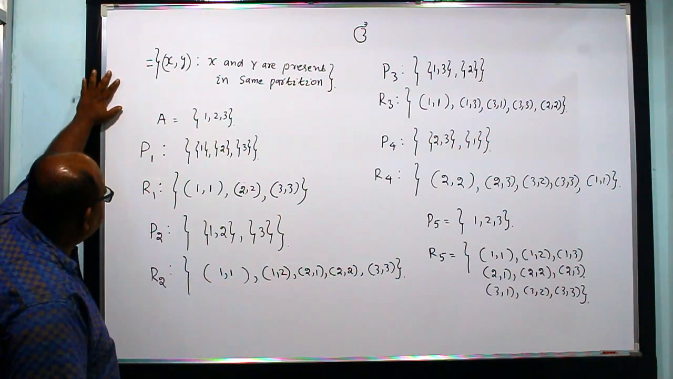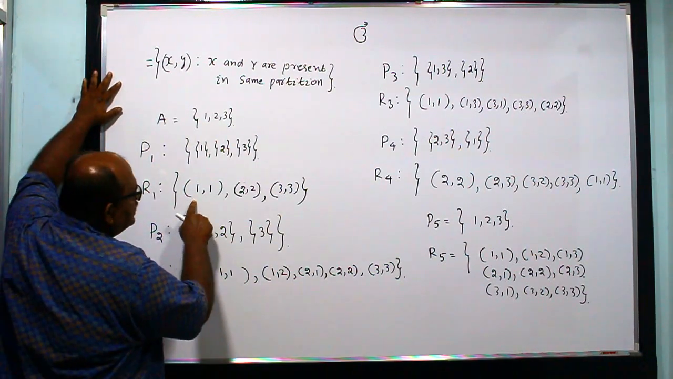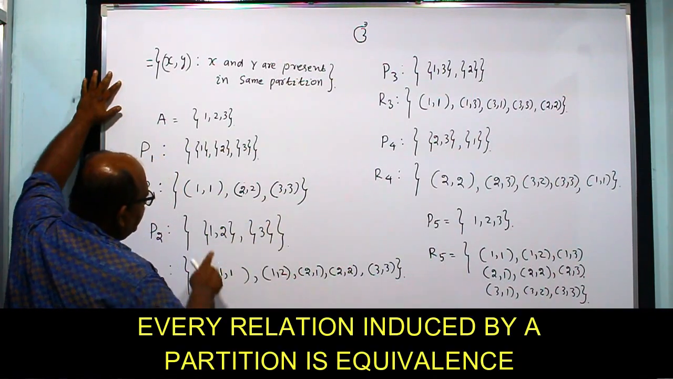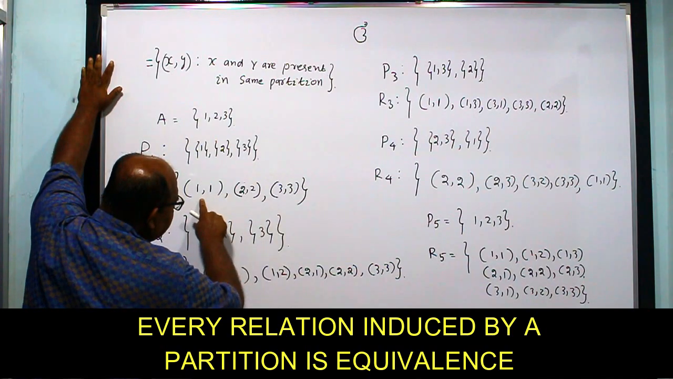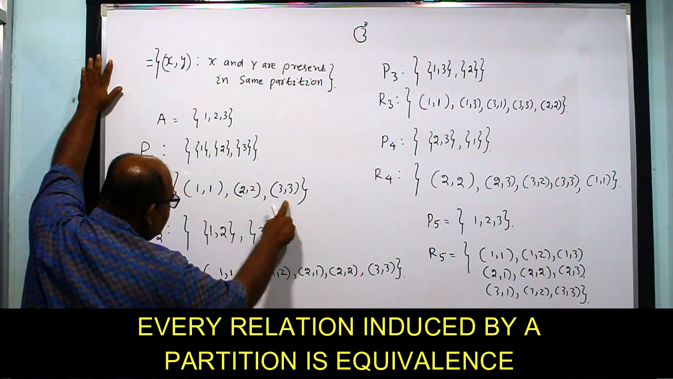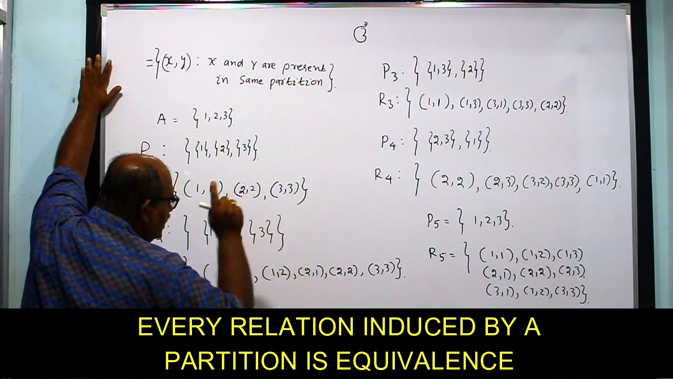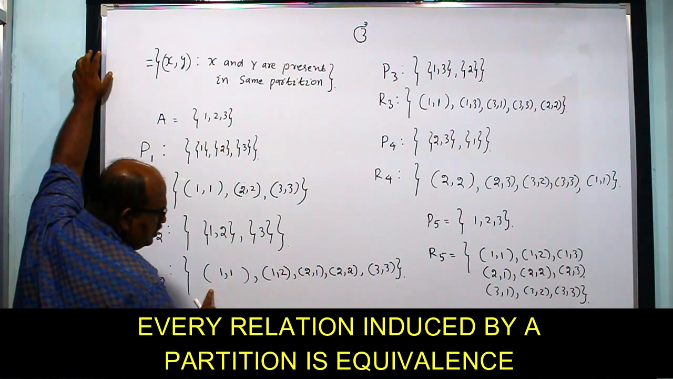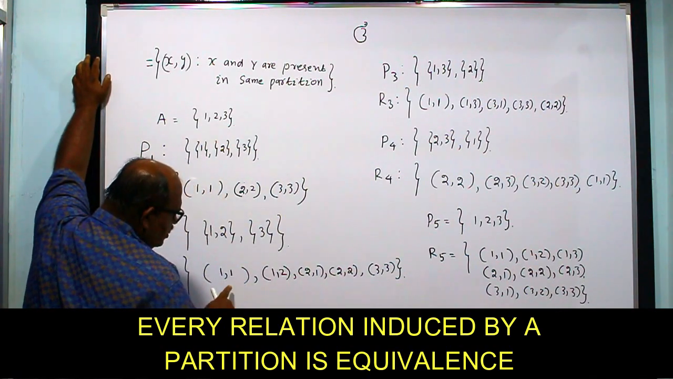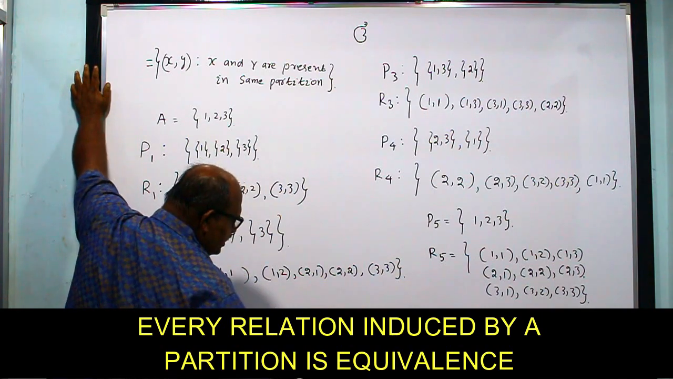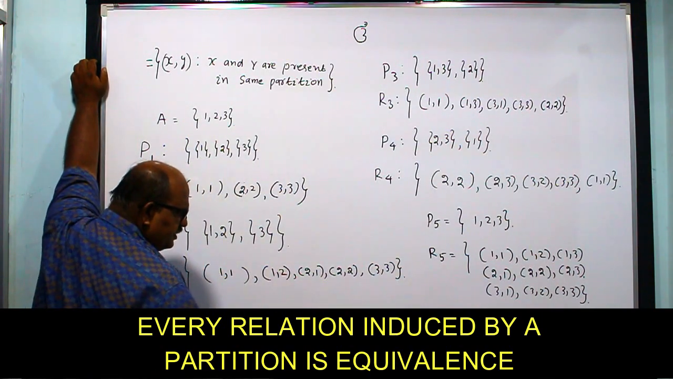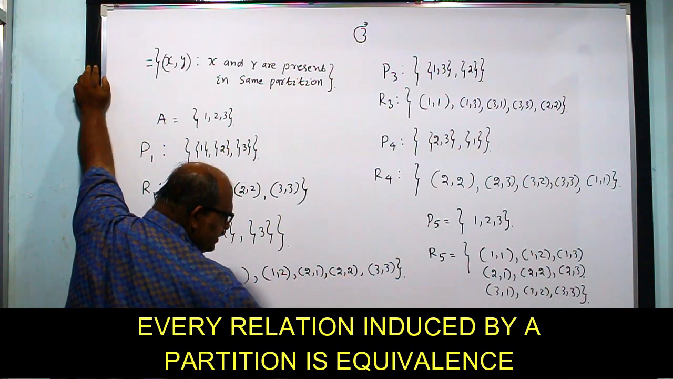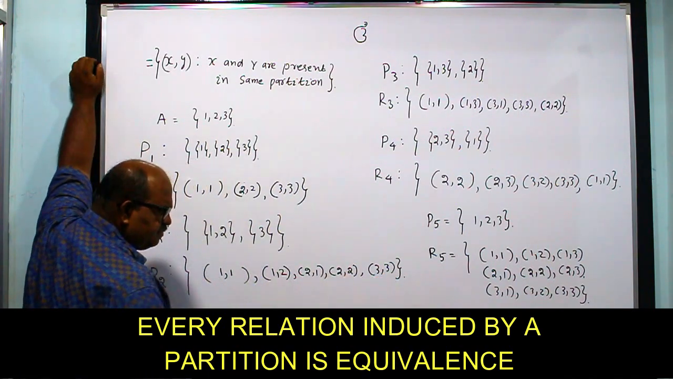Very interesting to note that every relation is an equivalence. Look at this relation: it is clearly reflexive, symmetric, transitive, equivalence. We know this relation is equivalence. Now come to relation 2. Is it reflexive or not? (1,1), (2,2), (3,3) are present, so reflexive. Symmetric or not? (1,1) will pass the symmetric test, (2,2) will pass the symmetric test, (3,3) will pass the symmetric test.